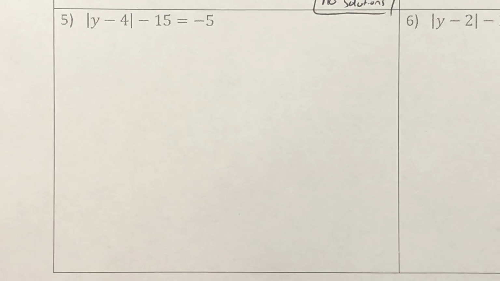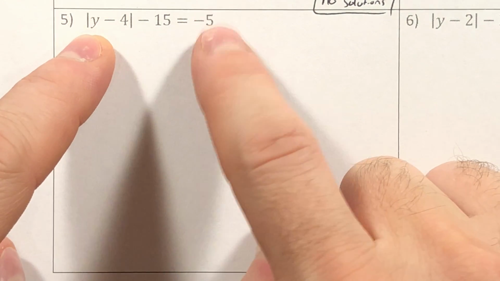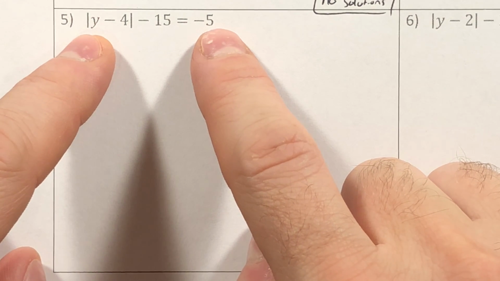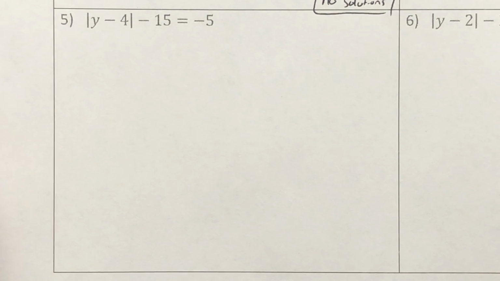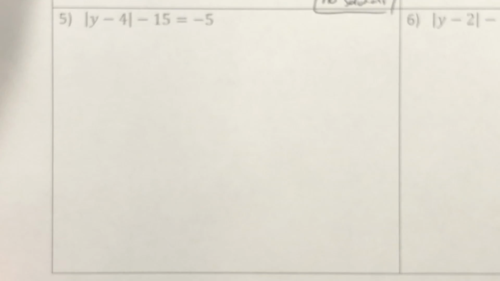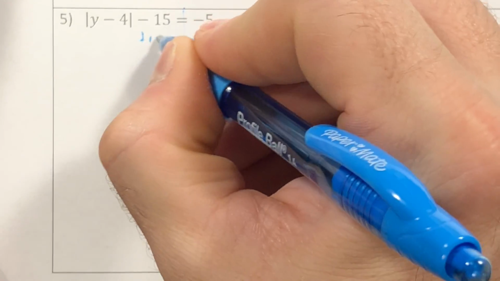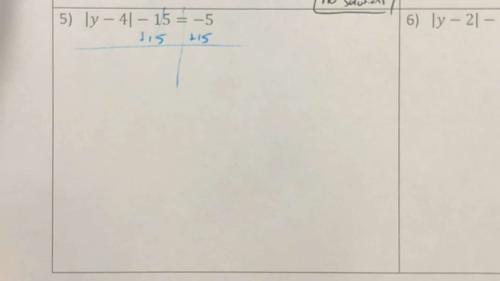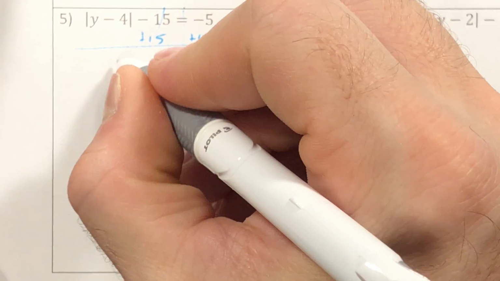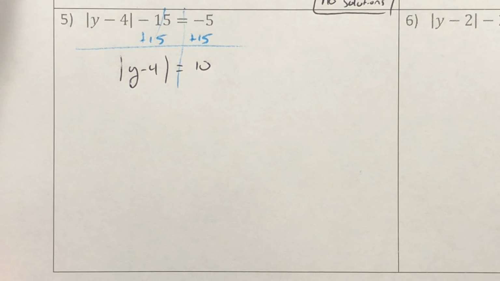And so if we look at the next one, number 5, you might be tempted to use that exact logic and say, well, hey, the absolute value will never give us a negative number. But pause for a second. Is the absolute value bracket isolated right here? And the answer is no, it's not quite isolated just yet. So what I've got to do is add the 15, which in fact cancels that out over there. And I'm left with the absolute value of y minus 4 is equal to 10.